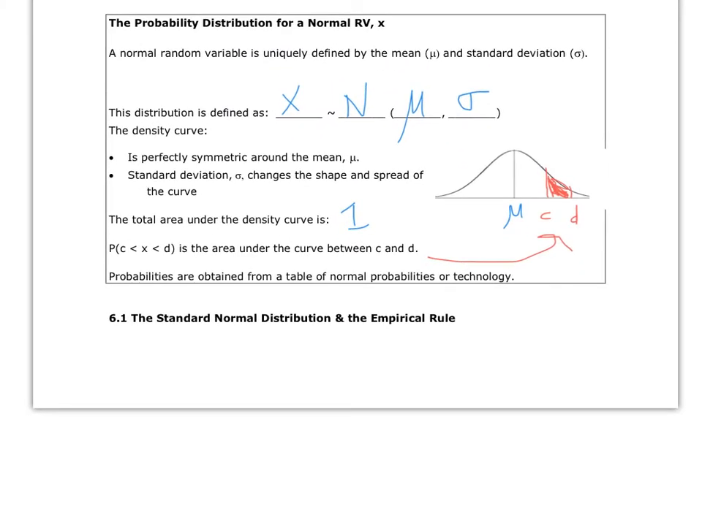Okay, this first section in chapter 6, we're going to look at a particular normal distribution called the standard normal distribution, and then also something called the empirical rule.